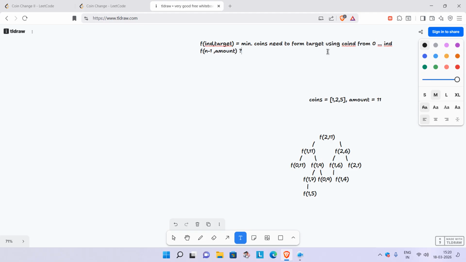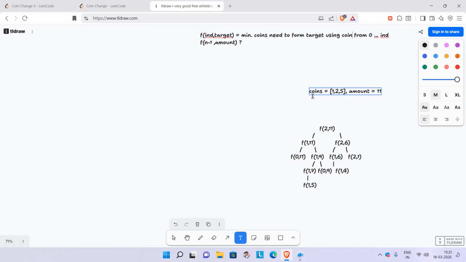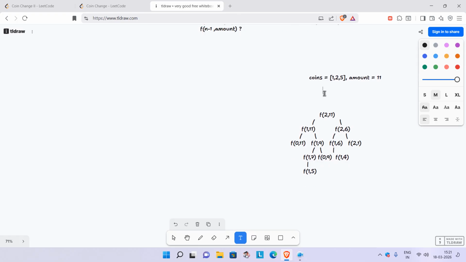We use the coins from 0 to index, so we simply start from n-1, and the target is nothing but the amount. What's given in this test case is a coins array of 1, 2, 5, and the amount is 11. Okay, so now solve for this part. What we need in this question is the value of f of 2 comma 11. 2 means we start from this index, and this is our target value.